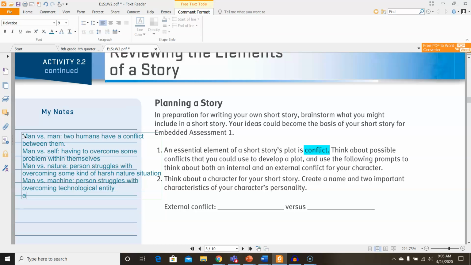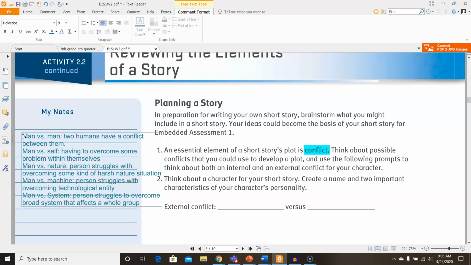There's man versus a system, like if a person is fighting against the government, or some kind of system of racism or sexism they're fighting against. So it's when a person struggles to overcome a broad system that affects a whole group.